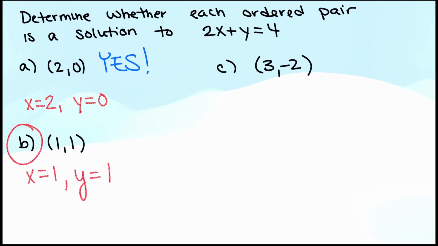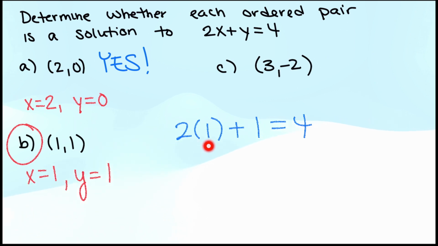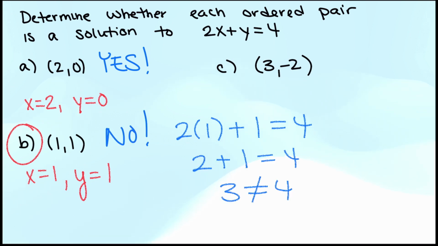What about the point (1, 1)? x is 1, y is 1. We can run through the same process. If I plug those numbers into my equation, 2 times x, which is 1, so 2 times 1 plus y, which is also 1, does that equal 4? No, because 2 times 1 is 2, plus 1 is 3. That is not equal to 4, and so the point (1, 1) is not a solution of this equation.